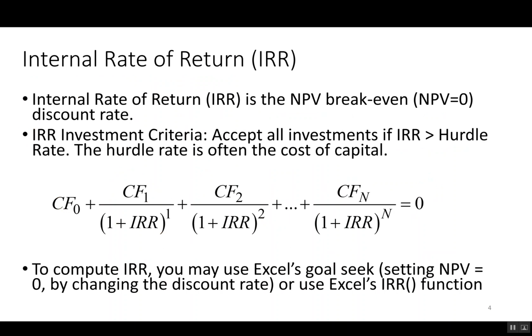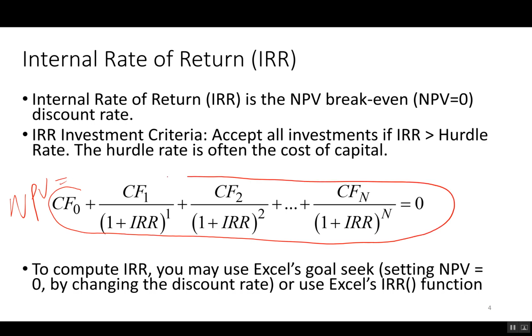Internal rate of return, or IRR, is another measure used to look at investment projects, and it is literally just the NPV break-even discount rate. So let's look at the formula. This looks like the NPV formula right here. However, we just set the NPV formula equal to 0, and we just simply find the single discount rate that makes the NPV 0. So NPV and IRR are very related. IRR is simply the break-even discount rate.